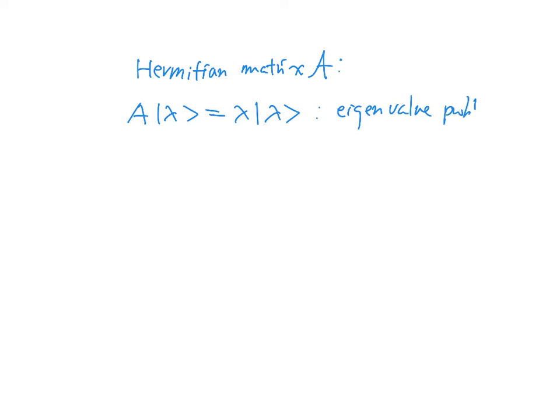So Hermitian matrix A has many interesting properties. So eigenvalue problems, then the eigenvalues are real.